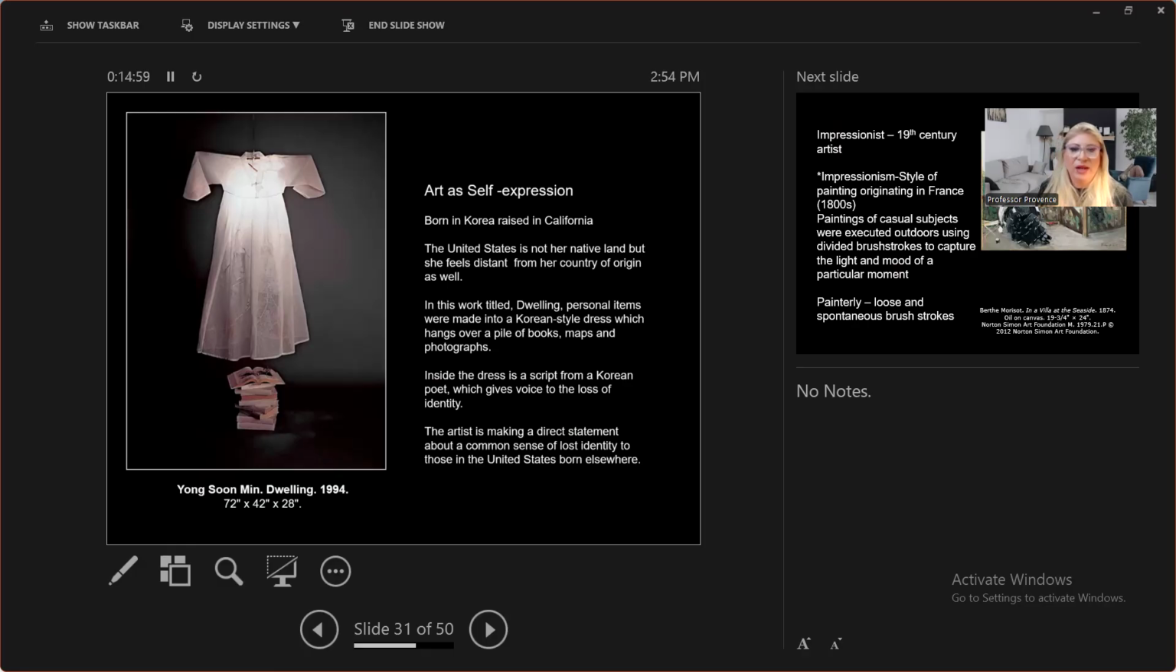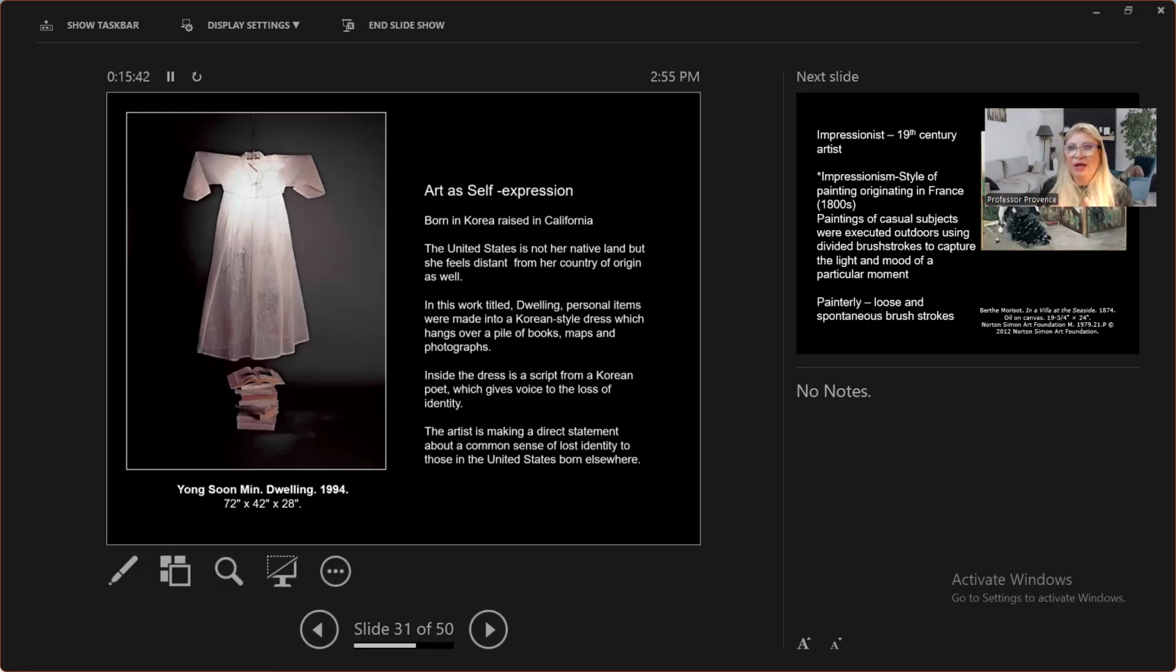This work called Dwelling has these personal items that were actually made into a Korean style dress. And then it's got all these books and maps and photographs about Korea, right? But inside the dress, you've got some poetry written that gives voice to the loss of identity. And this is a direct statement about a common sense of lost identity to those in the United States born elsewhere. And right now we've got the hot topics of immigration, but there's that flip side of, okay, people get here and then what, right?